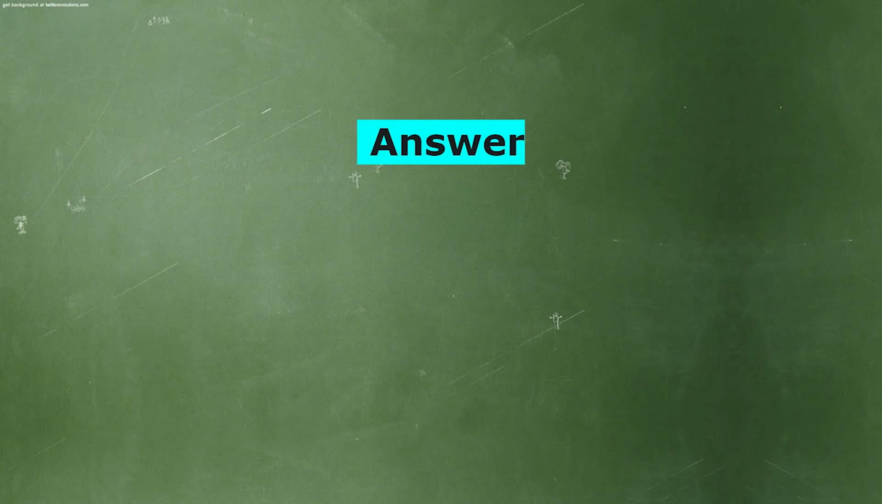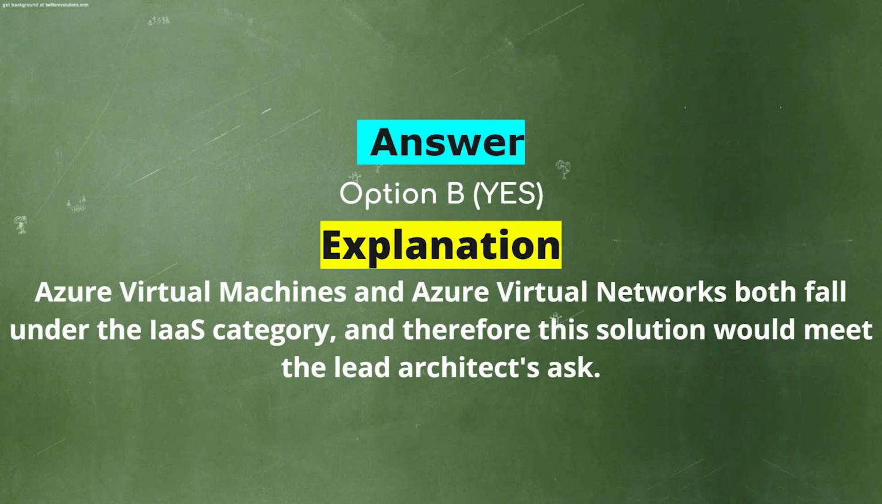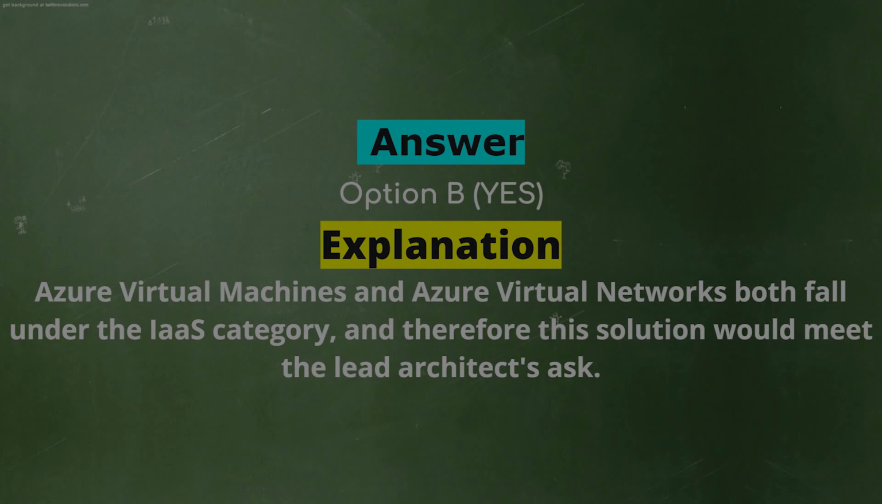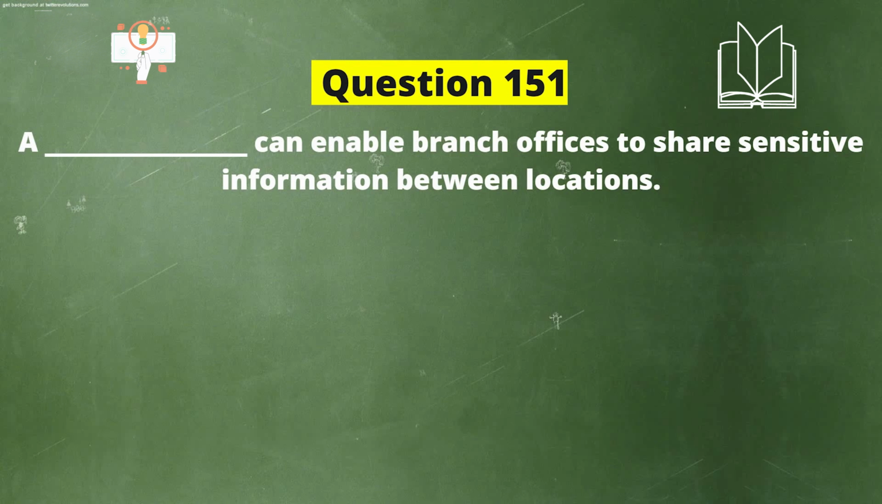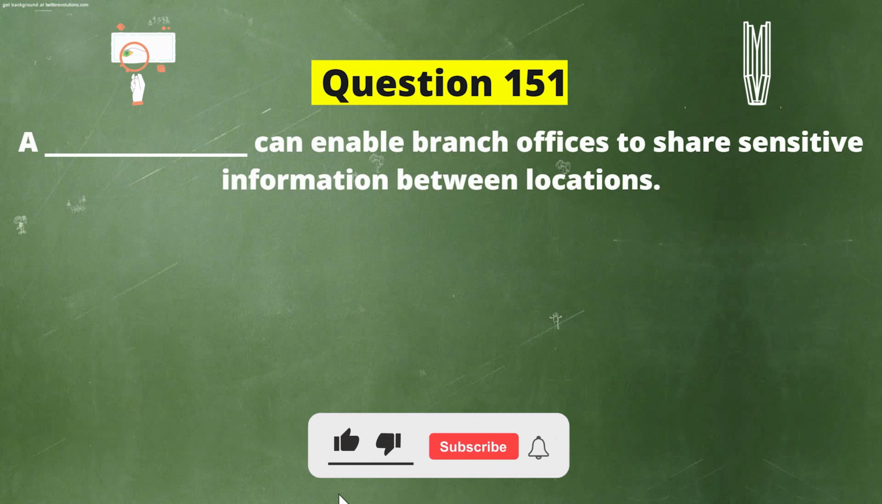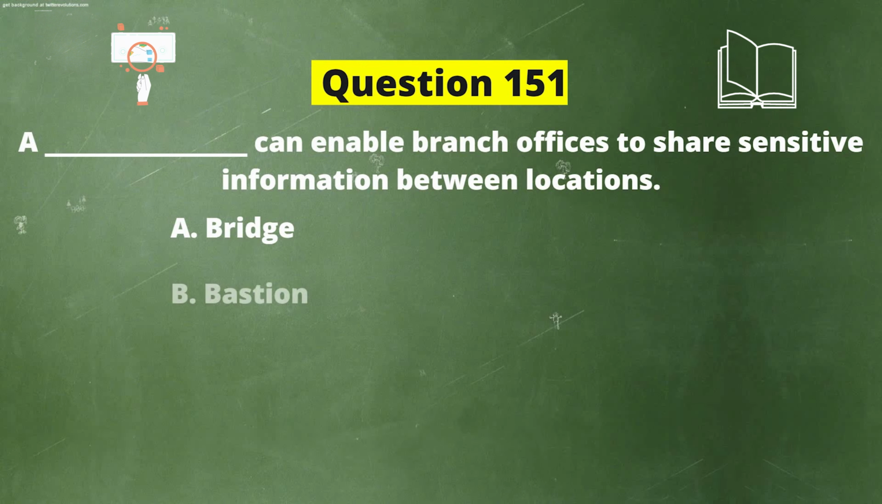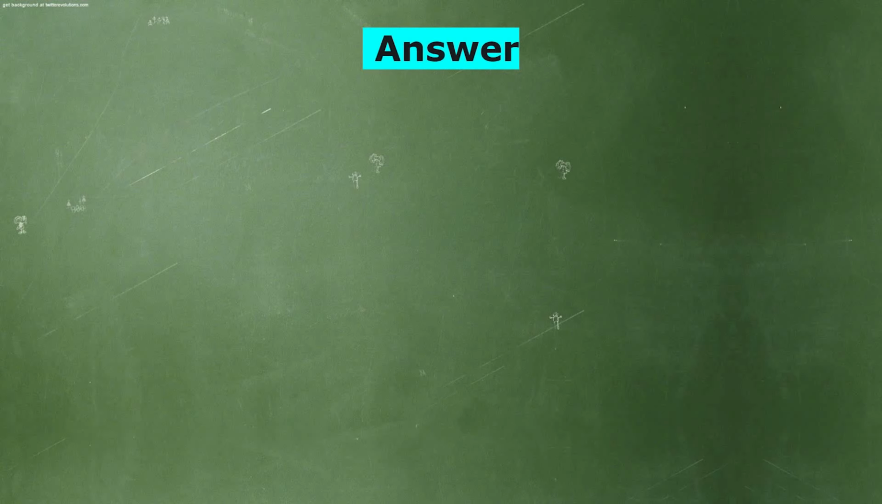Explanation: Azure Virtual Machines and Azure Virtual Networks both fall under the IaaS category, and therefore this solution would meet the lead architect's ask. Next question. A dash can enable branch offices to share sensitive information between locations. Option A, bridge. Option B, bastion. Option C, VPN. Option D, DNS. And the correct answer is option C, VPN.